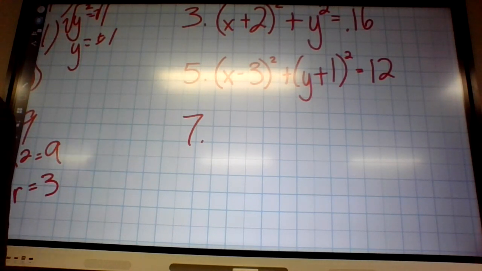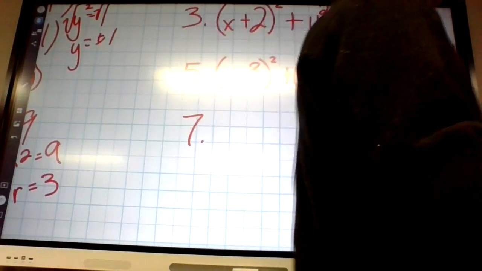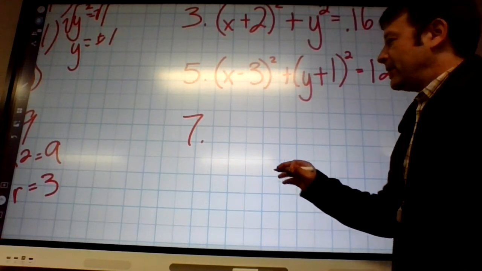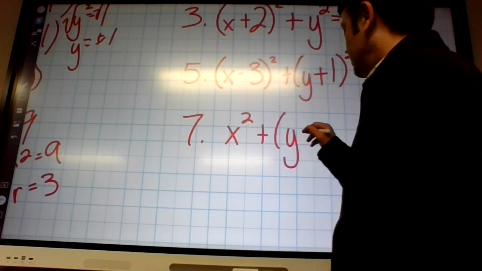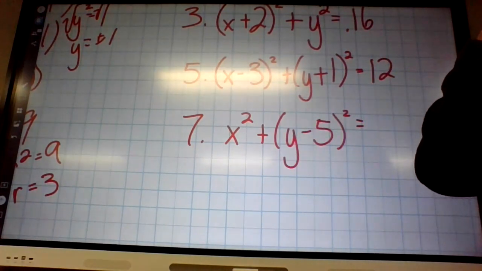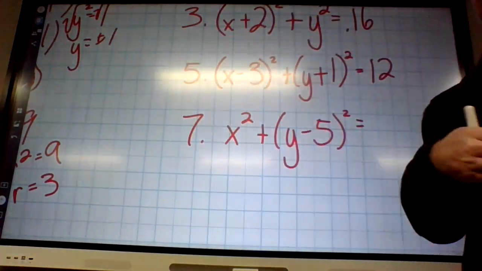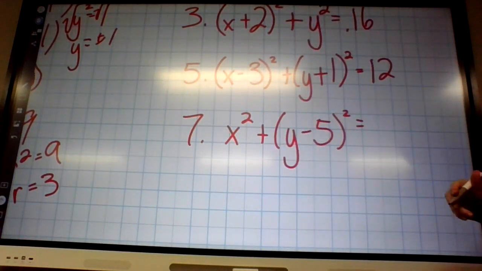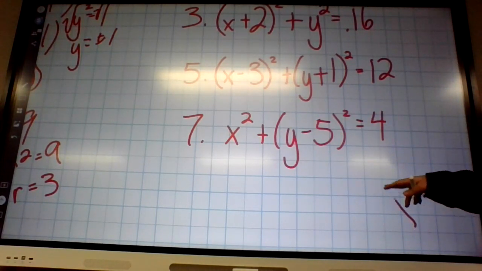So number seven, the center of the graph has moved up five. So how do we move the graph up five? Y minus 5 squared equals... Okay, what is the radius of the circle on number seven? 2. It goes from the center to the edge, 2 units. So you put 2 squared here, which is 4.